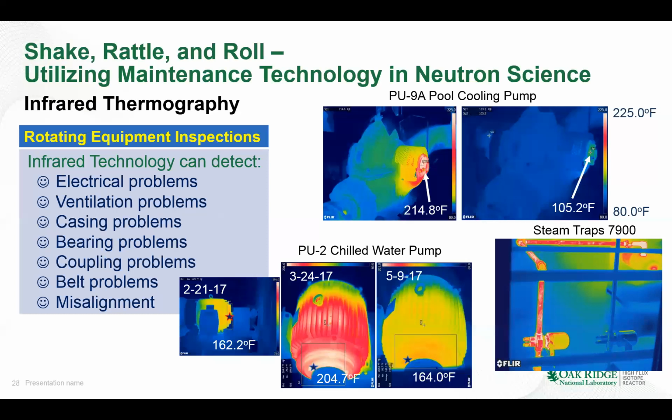The problem with a bearing running hot, at 214 degrees Fahrenheit, is that for every 18 degrees above 150 degrees, your lubricant breaks down twice as fast. So if you've got something running too hot and you don't fix it, you'll wind up having a bearing failure in your system. So you don't want that to happen.